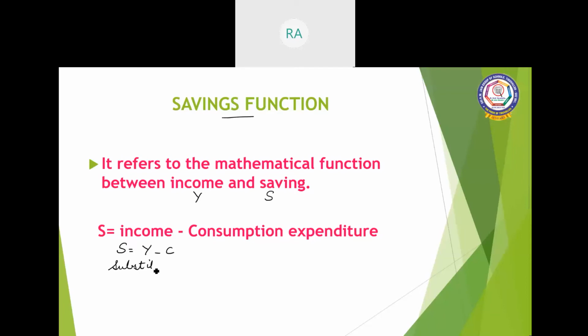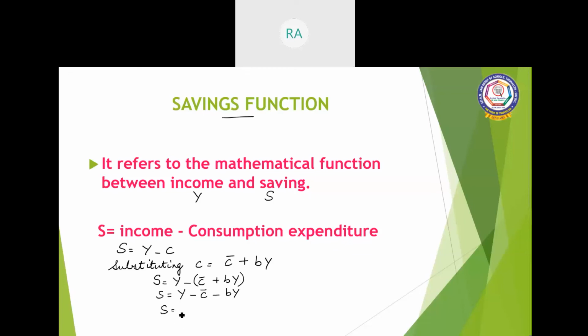Substituting C is equal to C dash plus BY, where C dash is autonomous consumption, B is MPC and Y is income. Hence, S is equal to Y minus (C dash plus BY). Savings is equal to income minus C dash, minus into plus is minus BY.